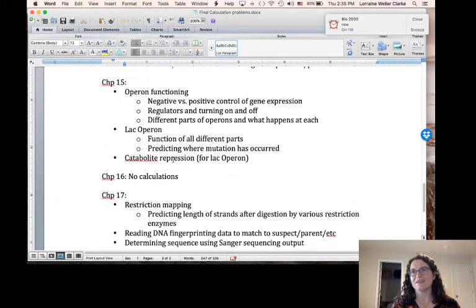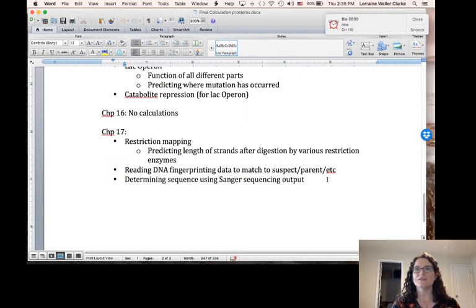Chapter 16 doesn't really have any calculations. We just ran through more of that gene expression that we talked about in chapters 12 and 13. And then finally, the only thing for chapter 17, and we already went through that in the study guide, is understanding how to do the restriction mapping. If you know the length of DNA that you are cutting and you know where the restriction sites are, and you have multiple restriction enzymes you're using, be able to predict the base pair lengths of your DNA on the gel electrophoresis, okay? And then how to read the Sanger sequencing, how to do DNA fingerprinting.